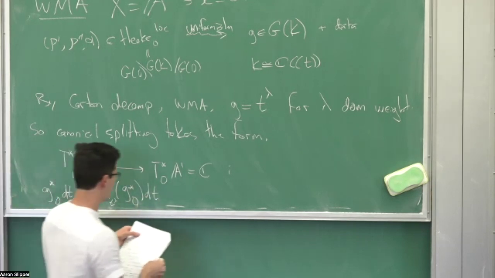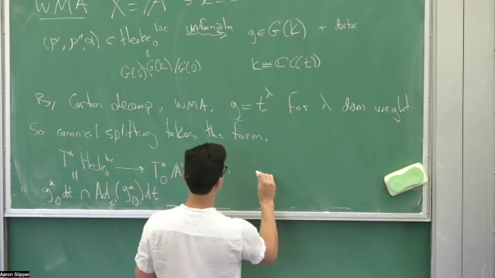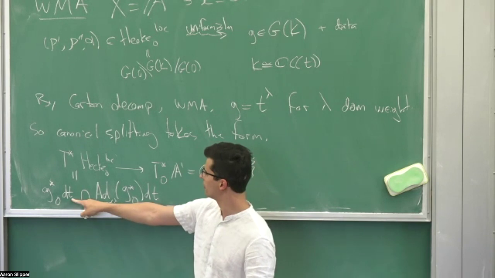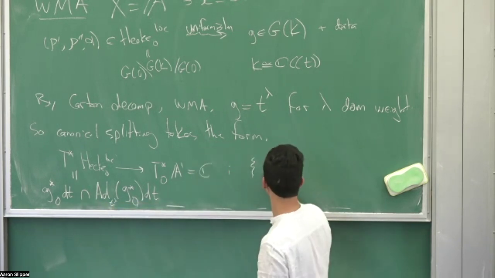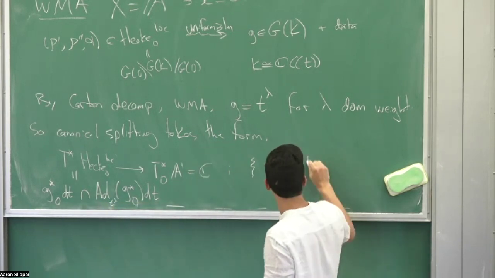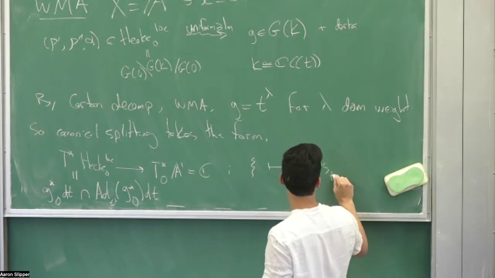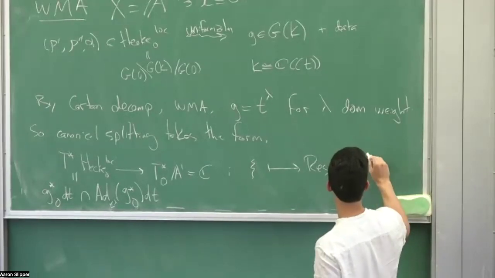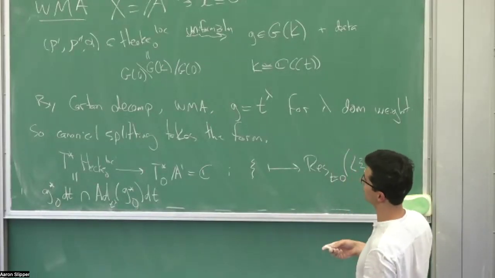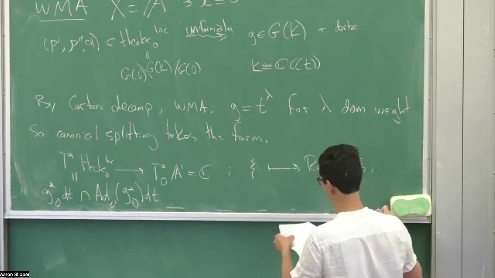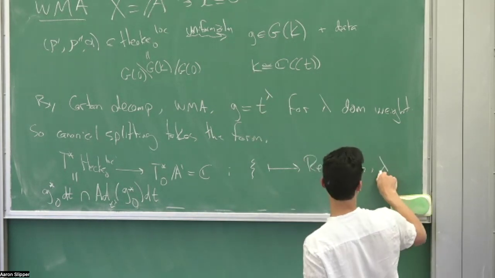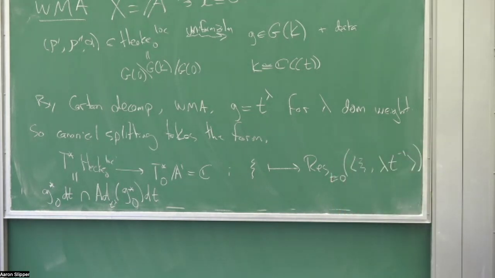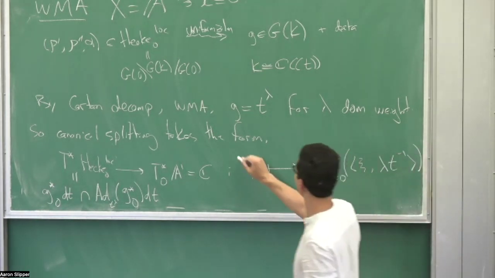Okay, and now what it does is it maps a covector C, so it's like a one-form, like here, and it's the residue. So you pair C with the logarithmic derivative of G. So it's lambda T inverse. And this is just the formula.